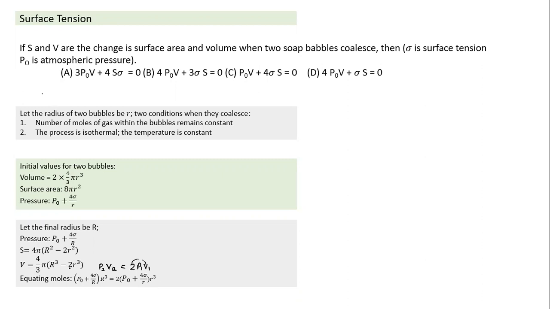And once I get this equation, rest all is very simple. If we rearrange the terms, using P1 V1 is equal to P2 V2, the P naught term is R cube minus 2 small r cube. This is the sigma term here. And this is the equation we get if we rearrange the terms.